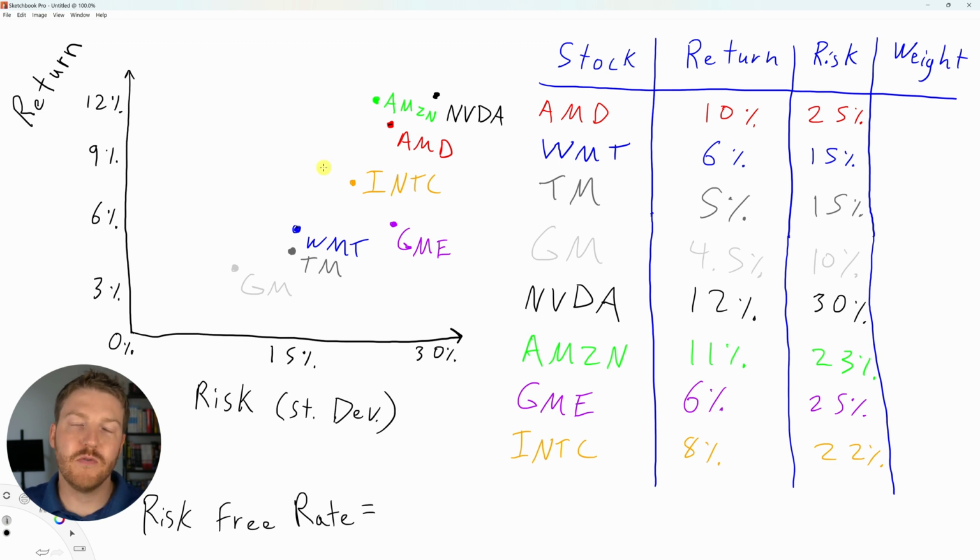Now, what would happen if we wanted to take various combinations of these stocks with different weights to build out a portfolio? Well, we could start off saying, hey, maybe there's a portfolio where we equally weight all of them at 12.5% because there's 8 of them, so 1 divided by 8 is 12.5%. Where would that sit? Well, we might find that this could give us a return of like 9% and a standard deviation of like 14%.